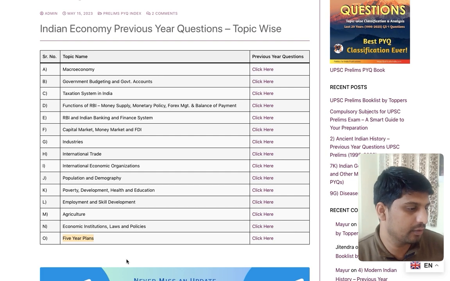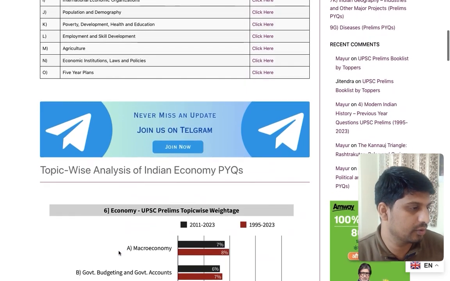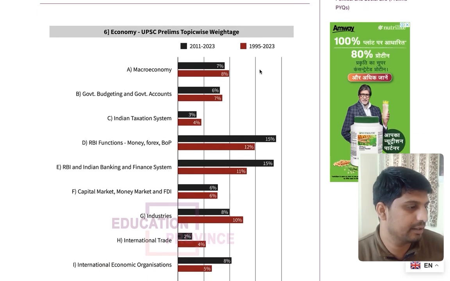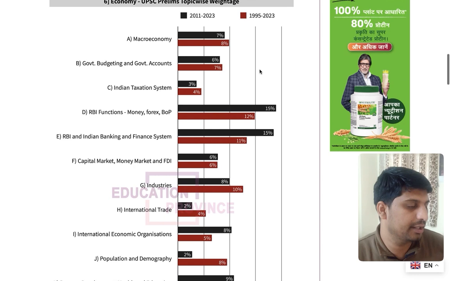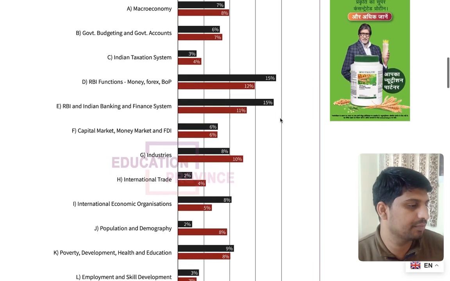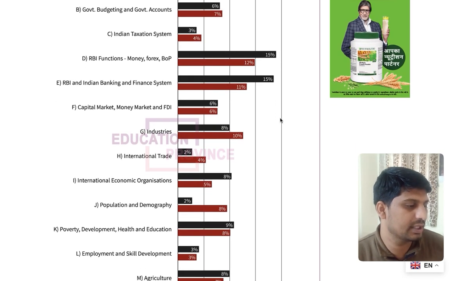Now it doesn't stop there. If you go down below, we have also given the relative weightage of all these different topics since 2011 as well as since 1995. If you see topics D and E, the RBI related topics, RBI functions and the Indian banking system, together they're very important. Like 30% of questions from the entire economy are asked on these two topics. So like that, there is a weightage given to the different topics. This table you can also see afterwards.